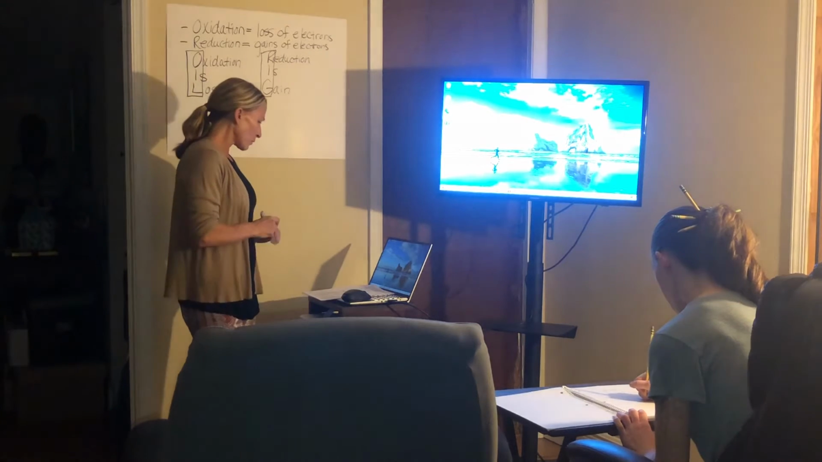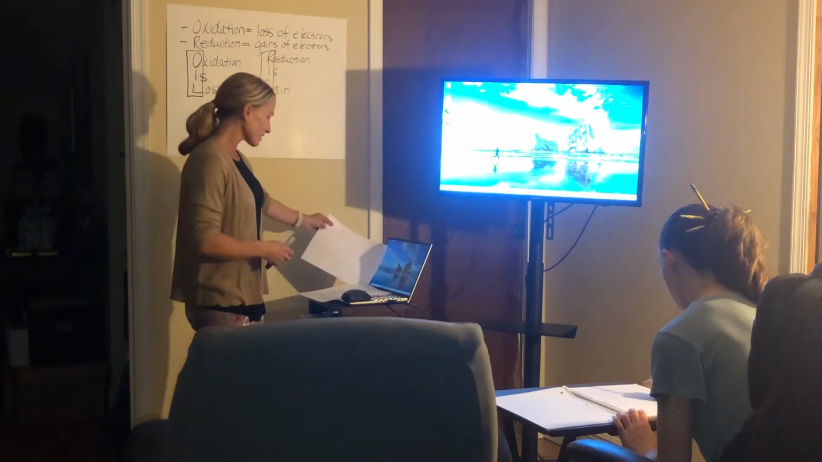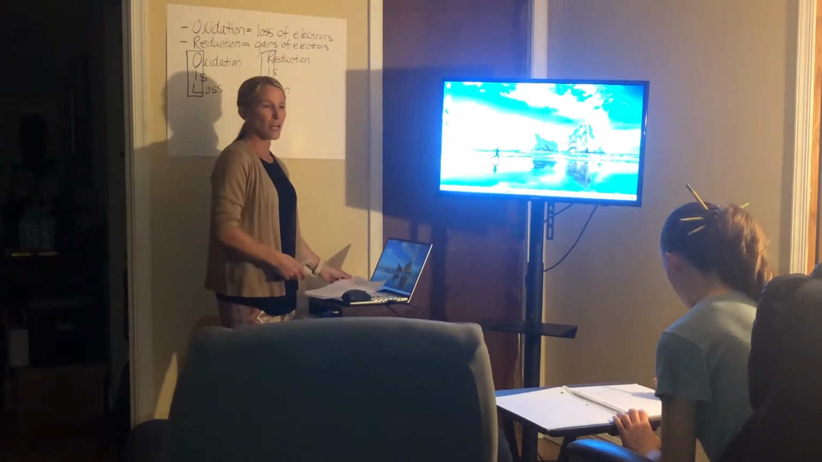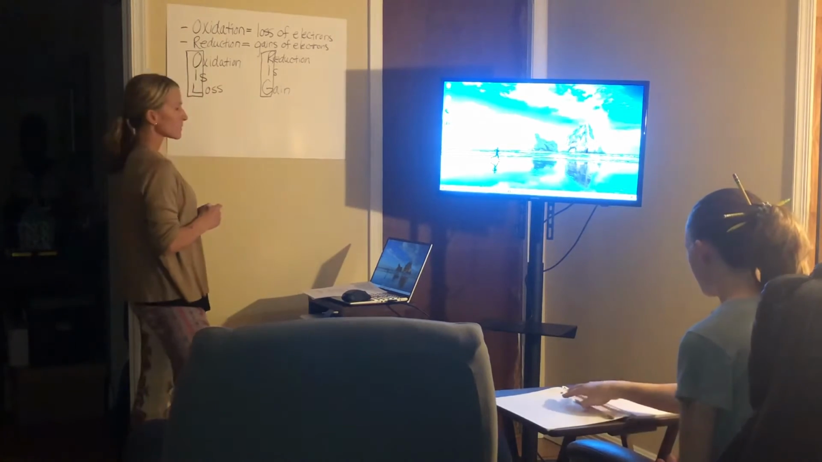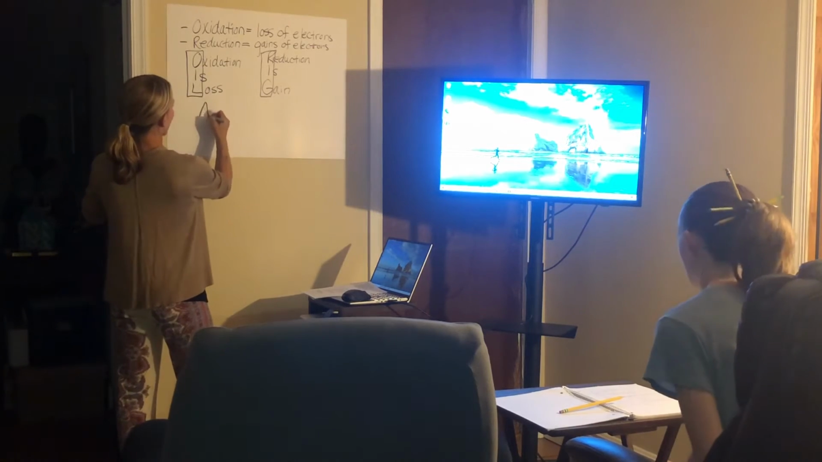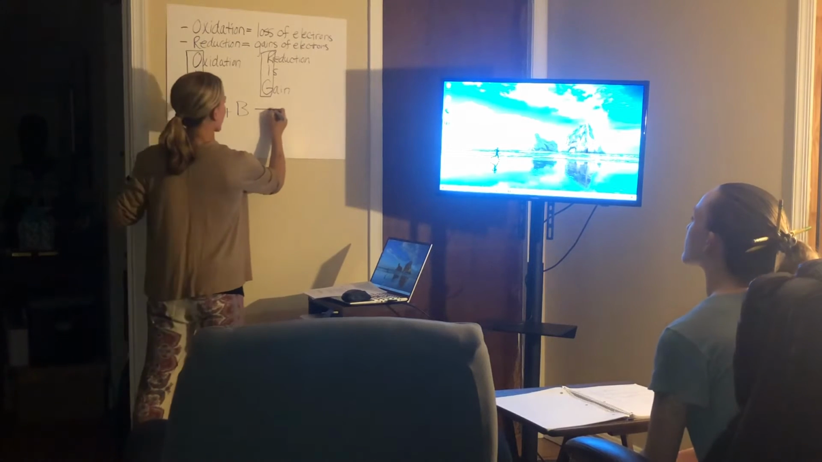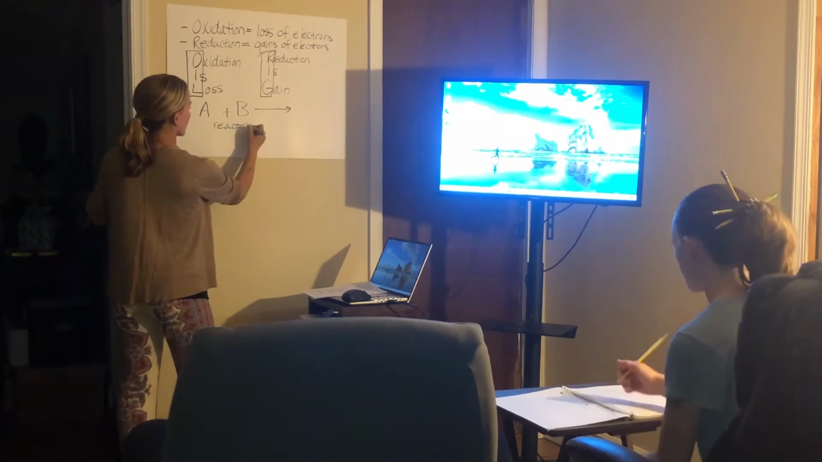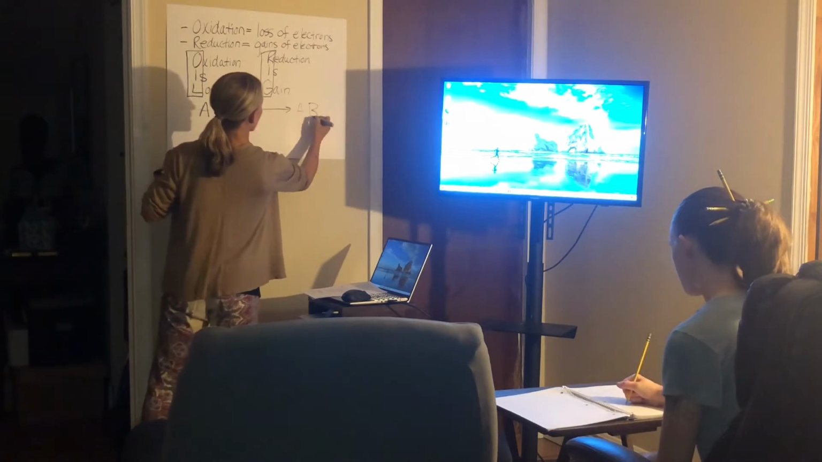So what do you think happens to the oxidation state in a redox reaction? So say we have reactants A and B. So those are the reactants. And then we get products A, B.